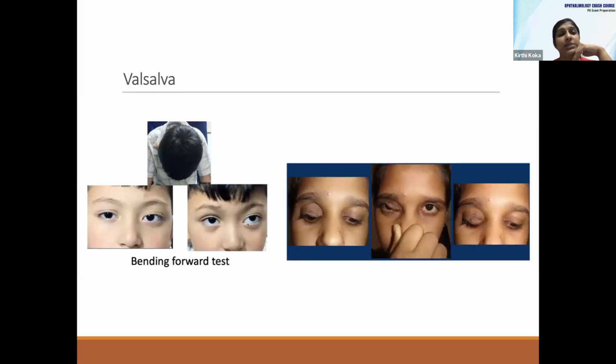So this is how you check for Valsalva. You ask the patient to completely bend forward with their hands loose and hold for 30 seconds, or you can ask them to close their mouth, close the nostrils and blow, which will show that if there's a vascular lesion, the amount of proptosis increases. Like here in this child, you can see that the eye has moved up, whereas in this person, you can see that the lid has actually become more prominent.